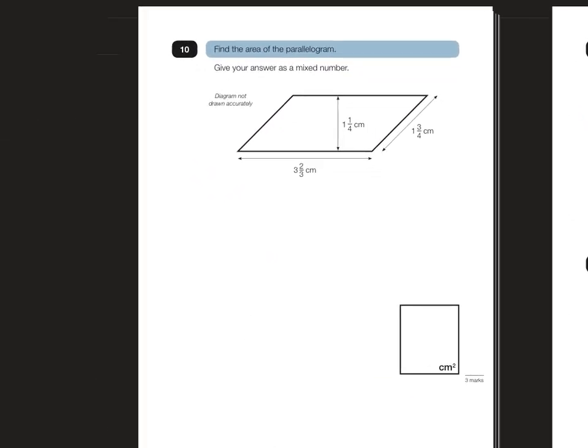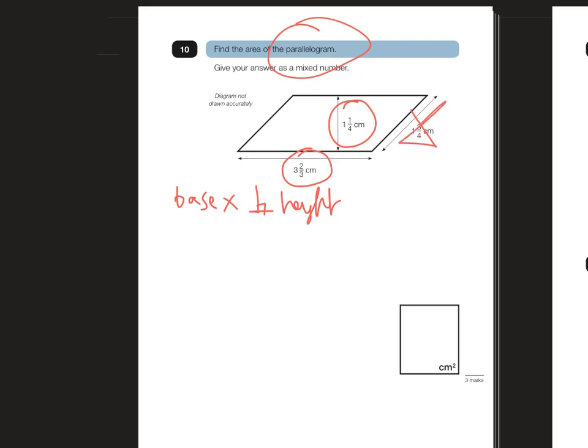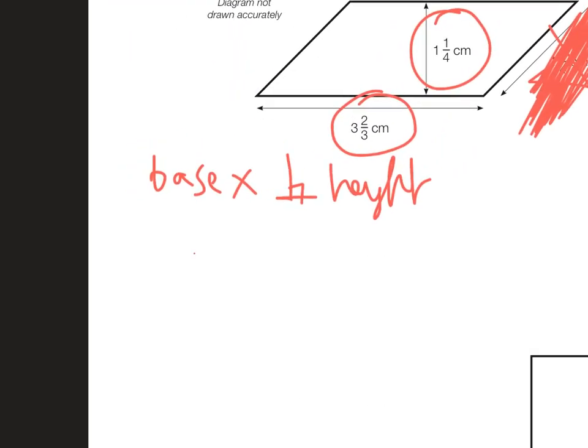Number 10. This was answered really, really badly. Okay, disastrously, shall we say. It's a parallelogram. To find the area, we do base multiplied by the perpendicular height. That means the height that's at a right angle. So it's this multiplied by this. This is dead to you. Ignore it. You do not want it. It will get you confused. Okay, rant over. 3 2/3 multiplied by 1 1/4.